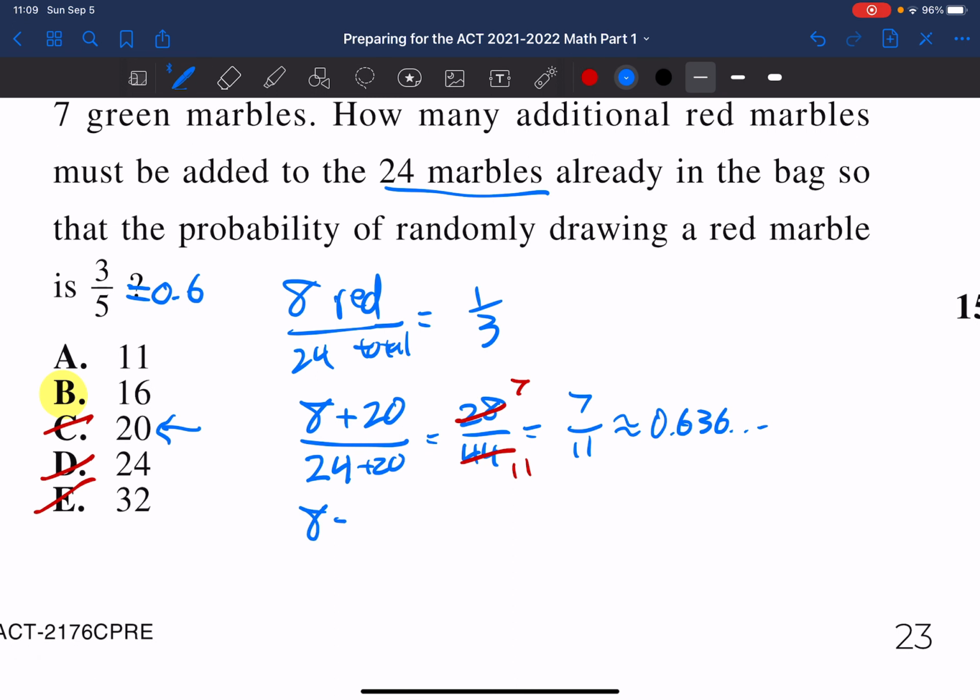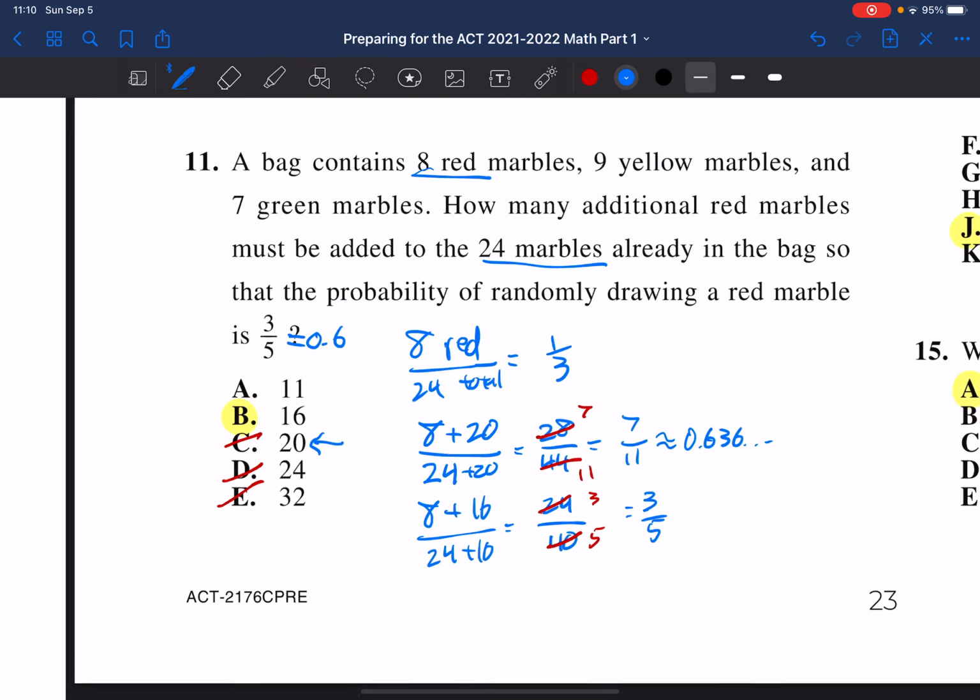So we have 8 plus 16 all over 24 plus 16. And when we do that, we get 24 over 40. And let's see, we can take out an 8 from both of those. And there we go. We've got 3/5 as our probability. So that's why we have to add 16 more marbles in order to get that probability up from 1/3 all the way up to 3/5.